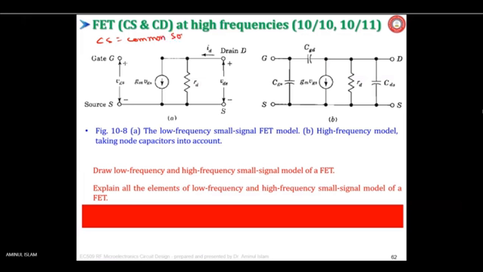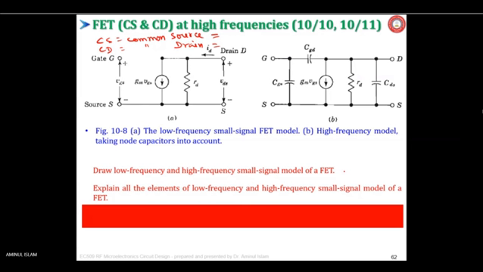And CD means common drain. Can you say which one corresponds to which BJT amplifier? CS corresponds to what of BJT, and CD corresponds to what BJT? Yes. Okay, you will come to know during the discussion.